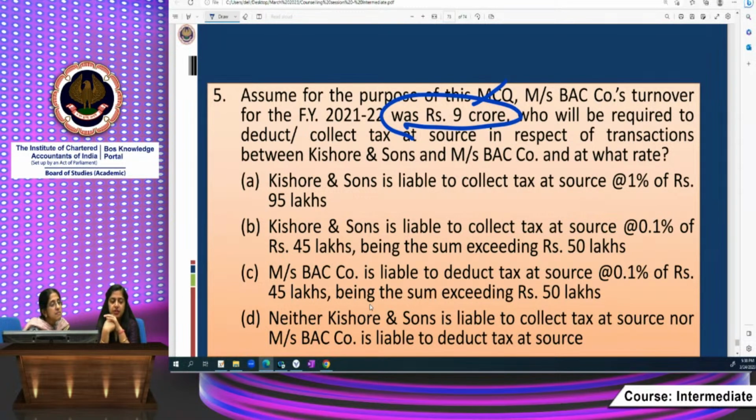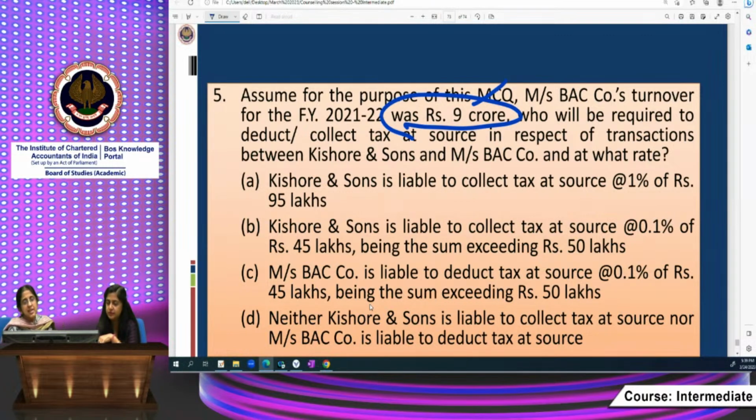Uma, Abhishek, Mahesh. Ankit Kumar, you answered Kishore and Sons. So it means your answer is B. What about the others?